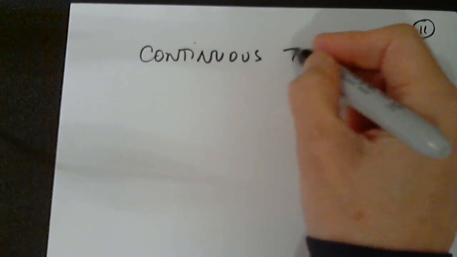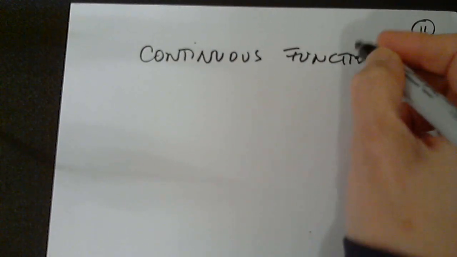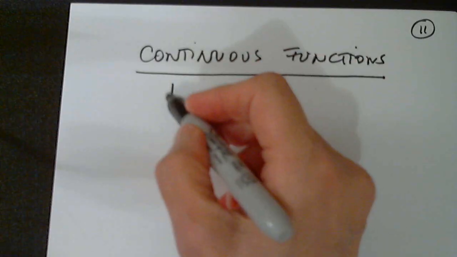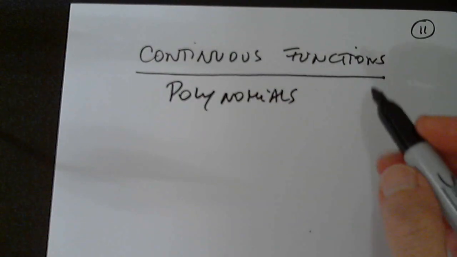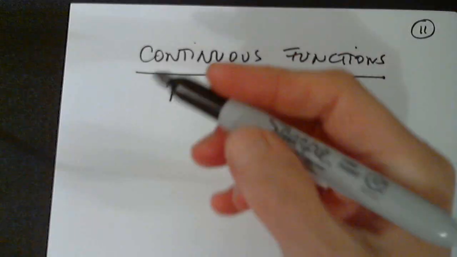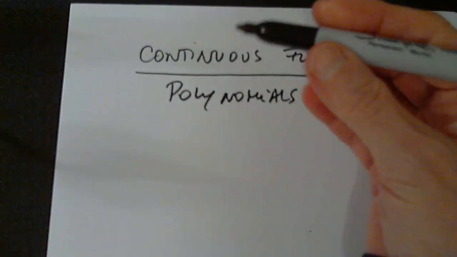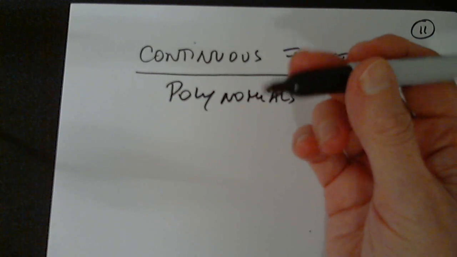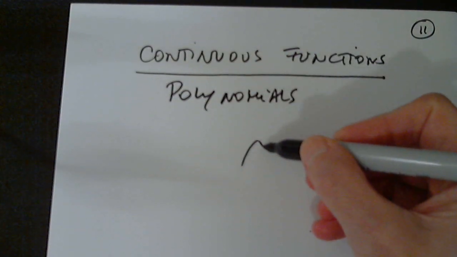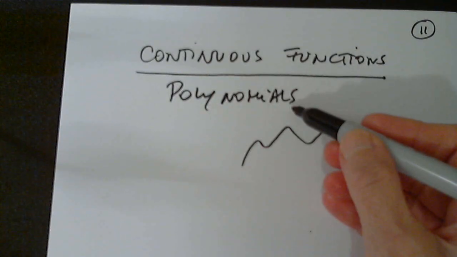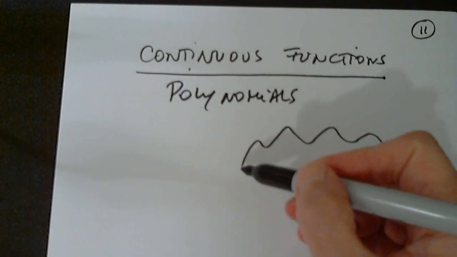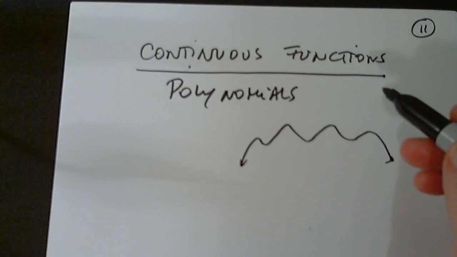So, continuous, let me stop for a moment here. Continuous functions. What do we mean by continuous? Well, all polynomials are continuous. No gaps, no vertical asymptotes. So when I graph a polynomial function, I do not lift the marker off the paper. It's a polynomial and it's continuous. So how will a function that is not continuous look like?